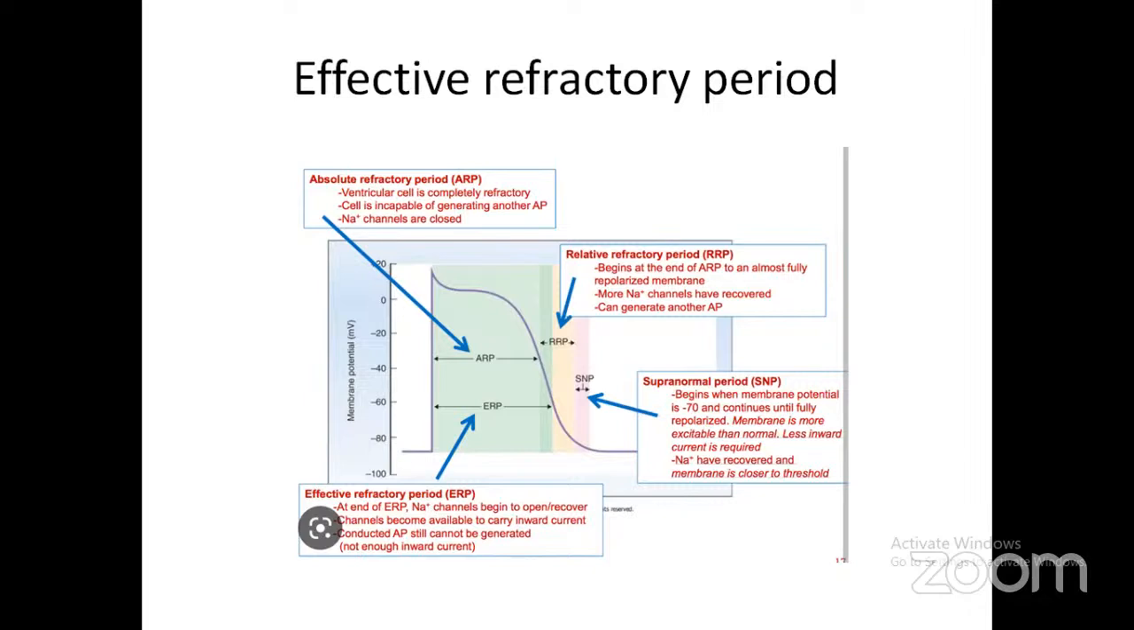The supranormal period begins with the membrane potential at minus 70 millivolts and continues until fully repolarized. The membrane is more excitable than normal, and less inward current is required. Sodium channels have recovered and the membrane is closer to the threshold.